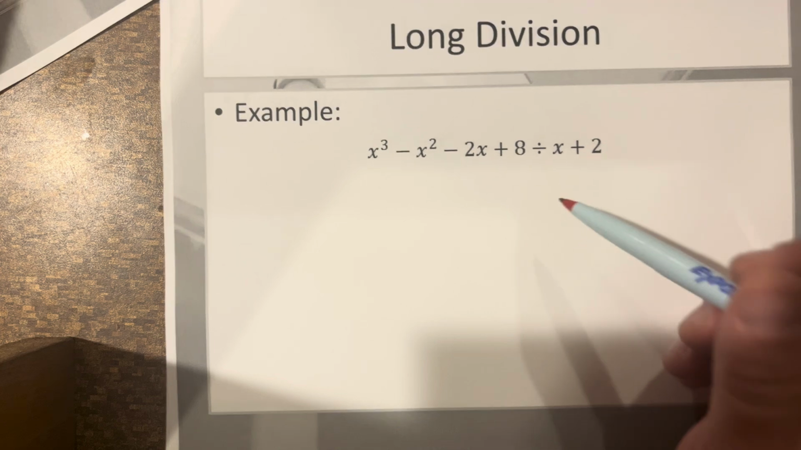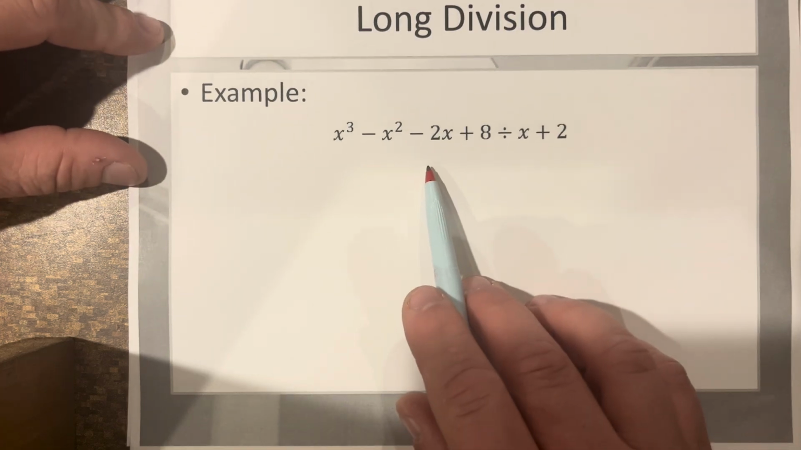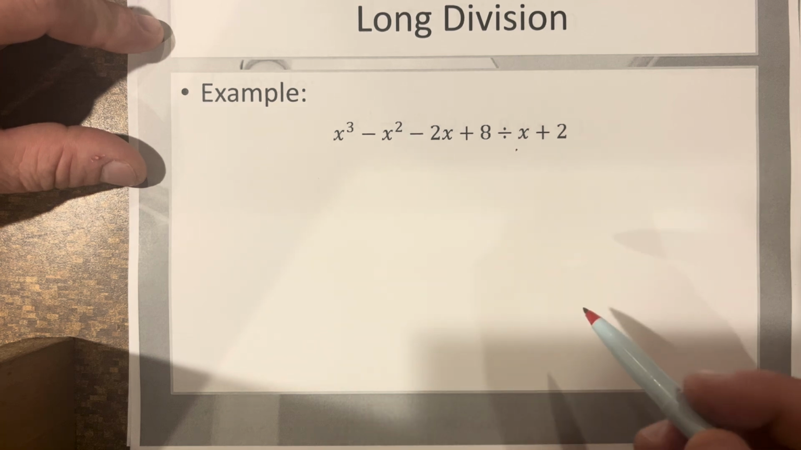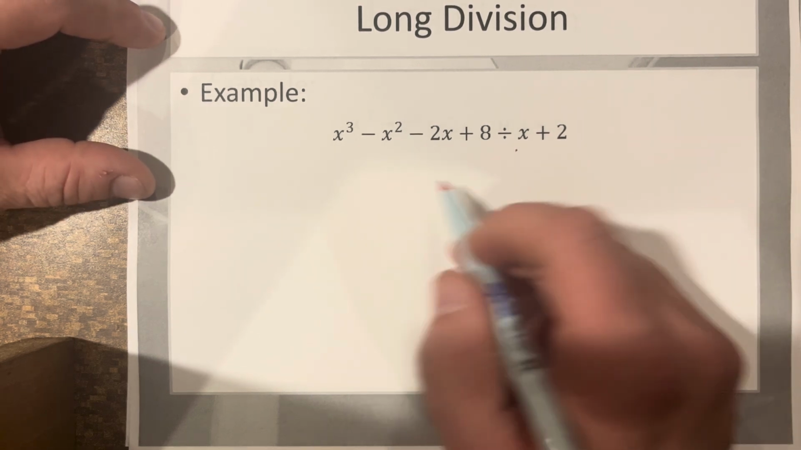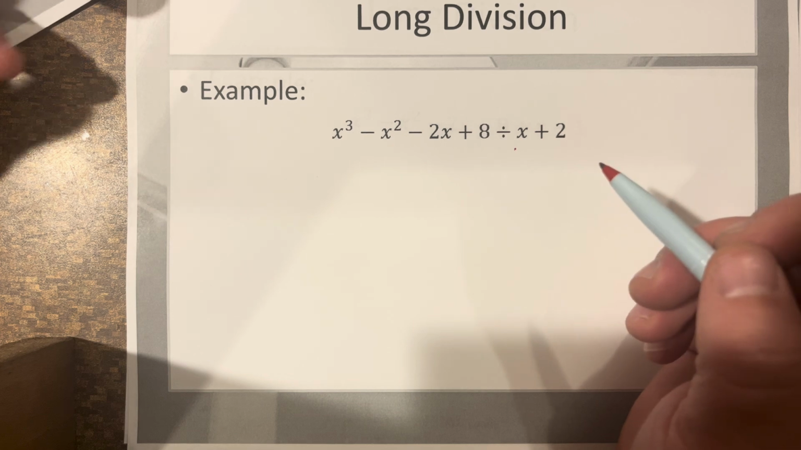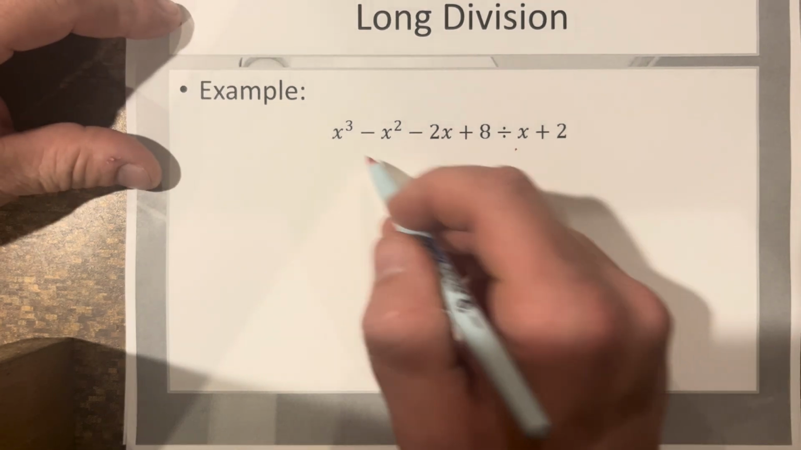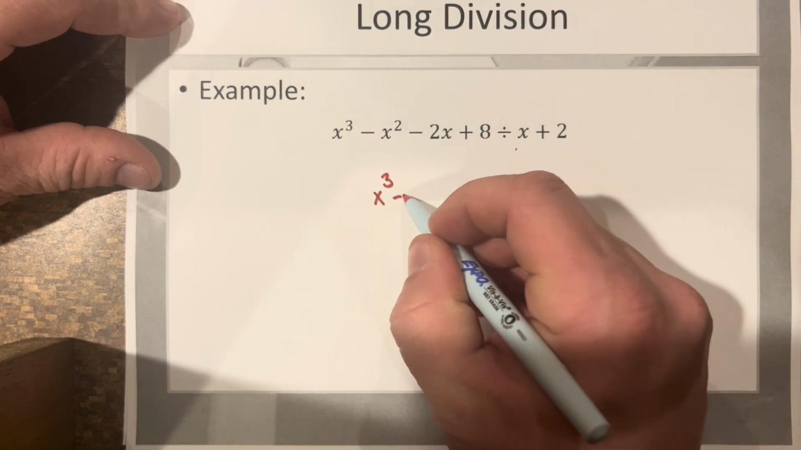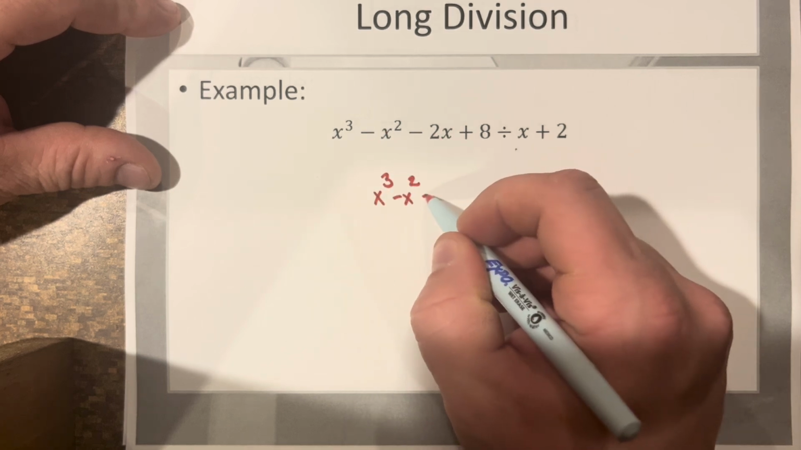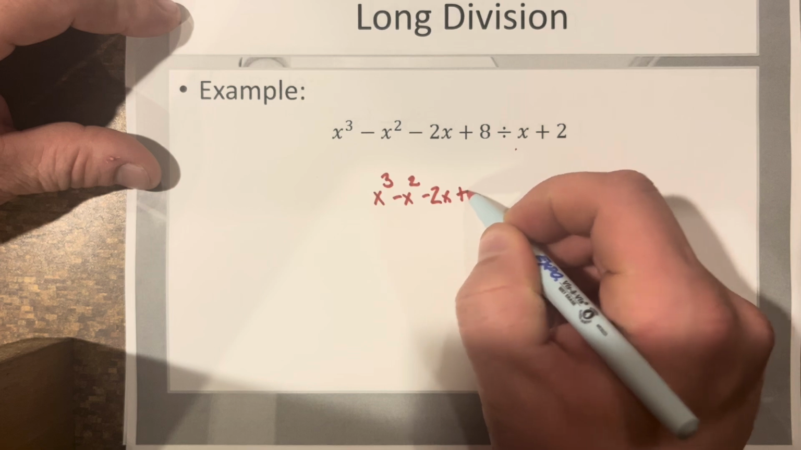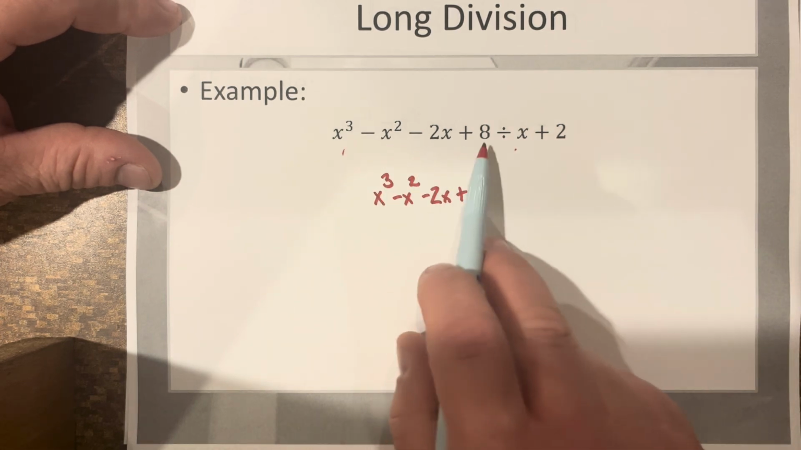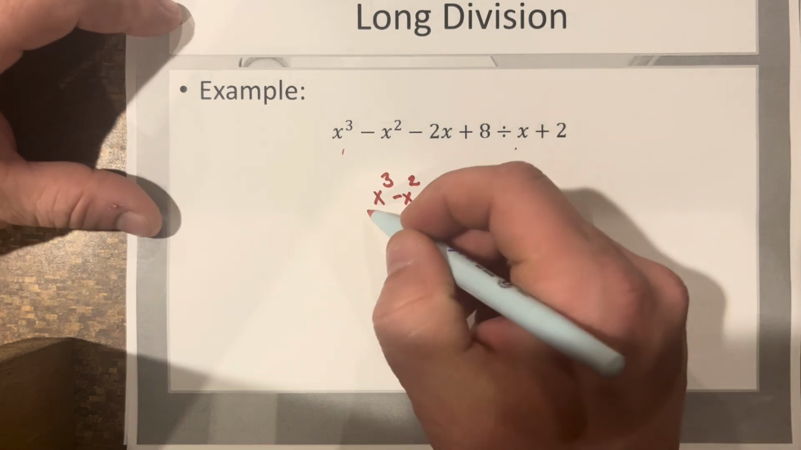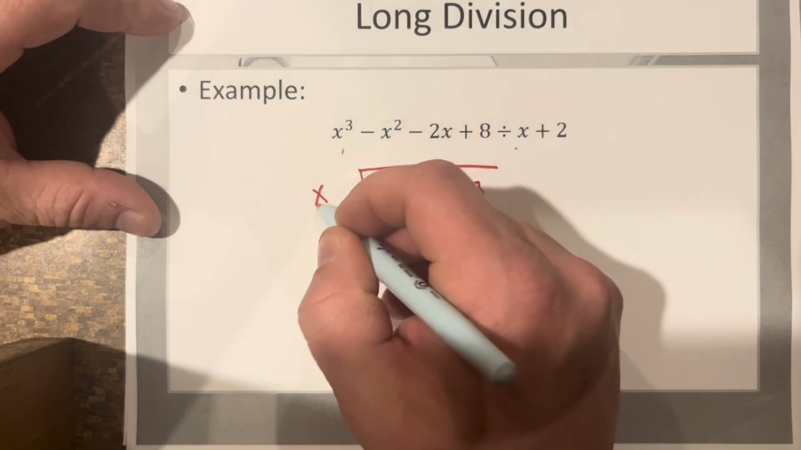We have x to the third minus x squared minus 2x plus 8 divided by x plus 2. We're going to set this up for long division just like we did on our number example. We start with our x to the thirds, then our x squareds, then our regular x's, and then our plain numbers. We have everything accounted for from top to bottom, so we don't need any zeros or placeholders. And then we're dividing by x plus 2.